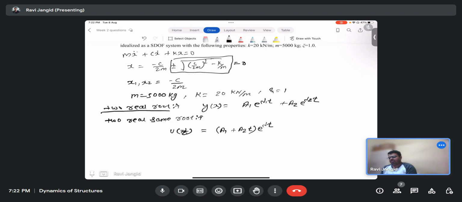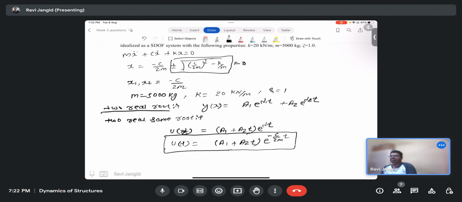So u(t) would be a1 plus a2 t, and lambda, the roots x1 and x2, is minus c by 2m, times t. So this is my equation for the critically damped system. Is there any doubt in this equation?